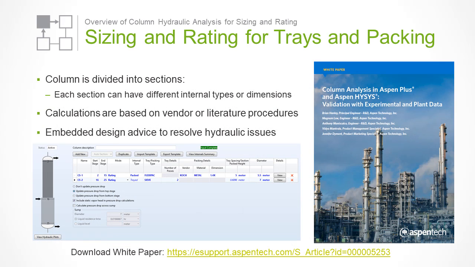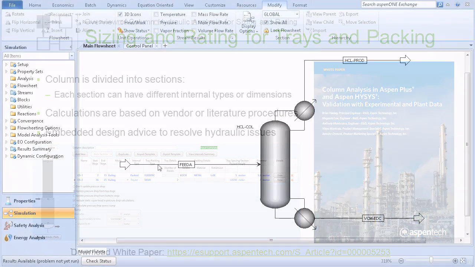Column hydraulic analysis divides the column into sections. Each section can have a different internal type and geometry. Calculations are based on vendor or literature procedures depending on the selected internal type. Users can find more details on our improved calculation methods and empirical correlation in our validation white paper. The new column hydraulic analysis tool embeds design advice that gives suggestions to resolve hydraulic issues.